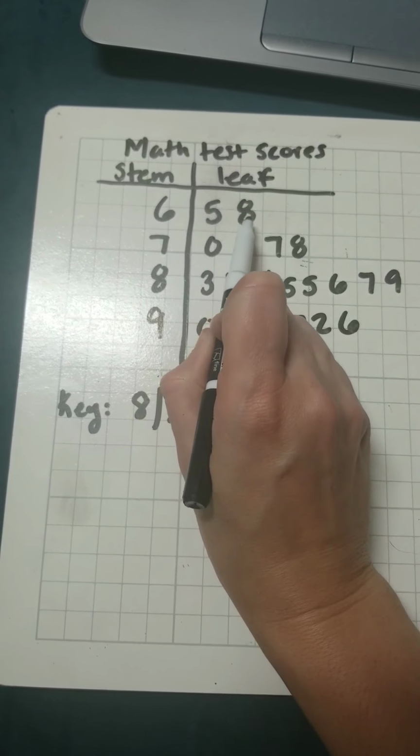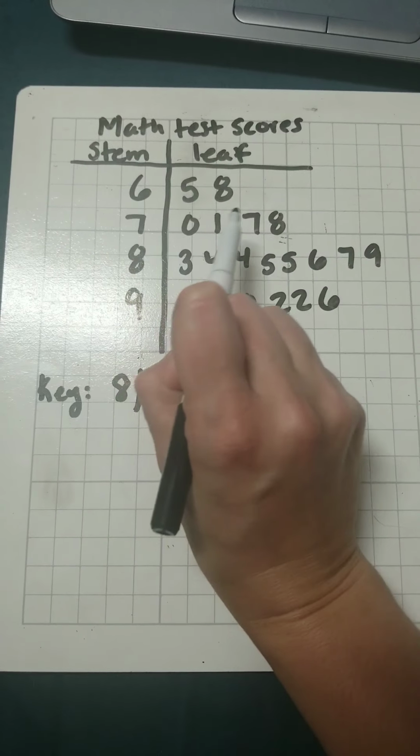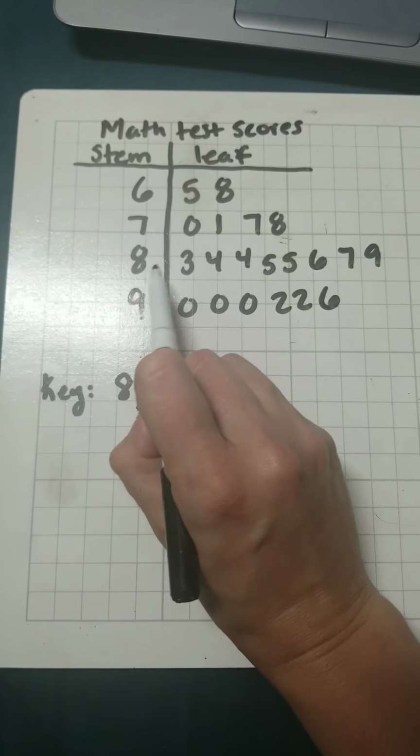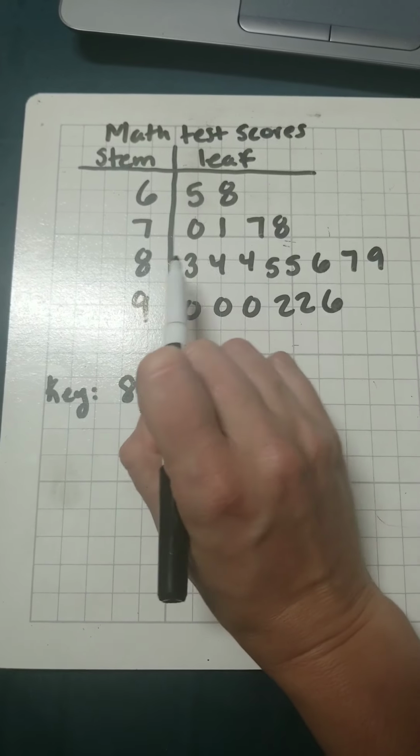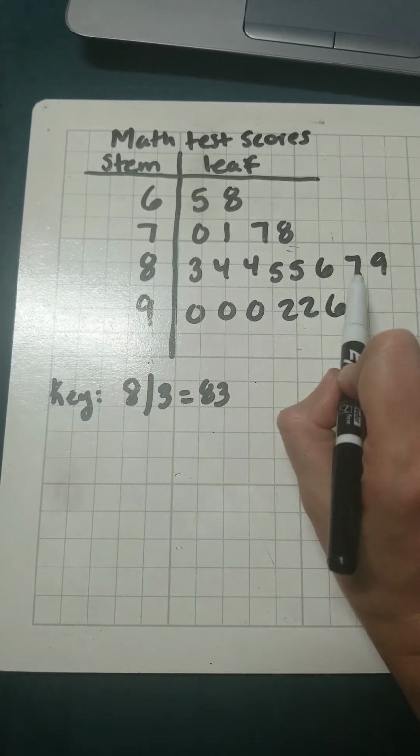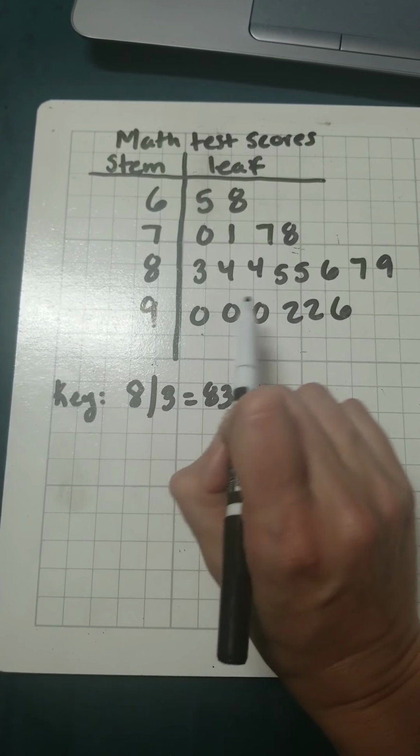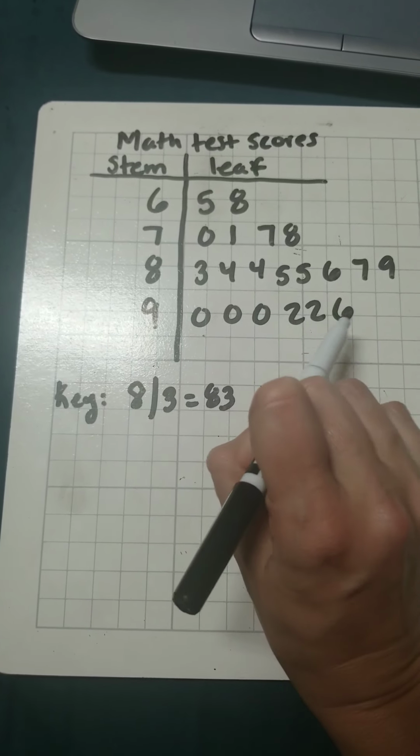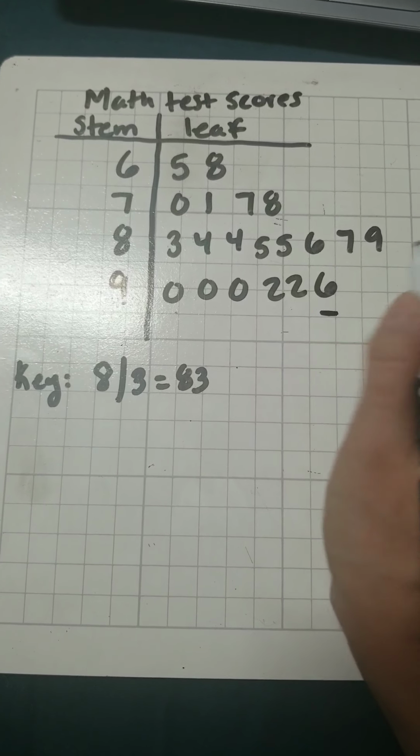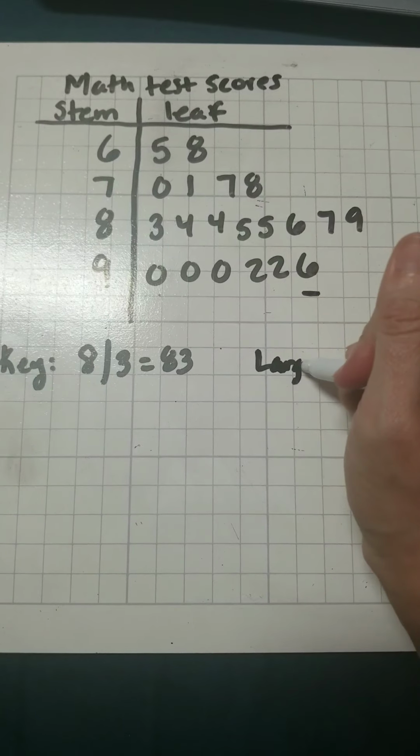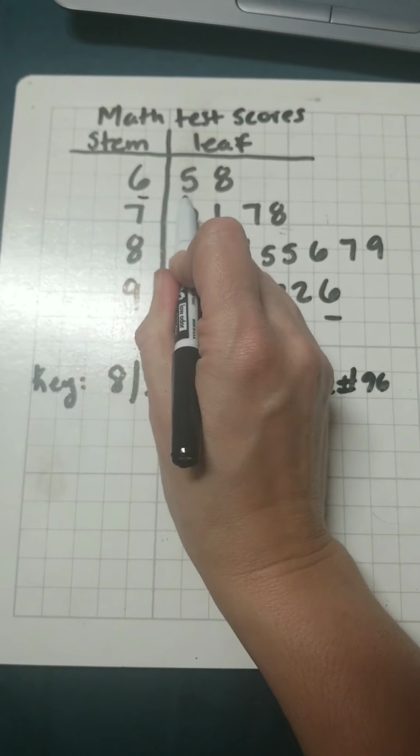This is 68, 70, 71, 77, 78, 83, 84, 84, 85, 85, 86, 87, 89, 90, 90, 90, 92, 92, and 96. So the largest value in this particular stem and leaf plot is 96. And the smallest number is 65.